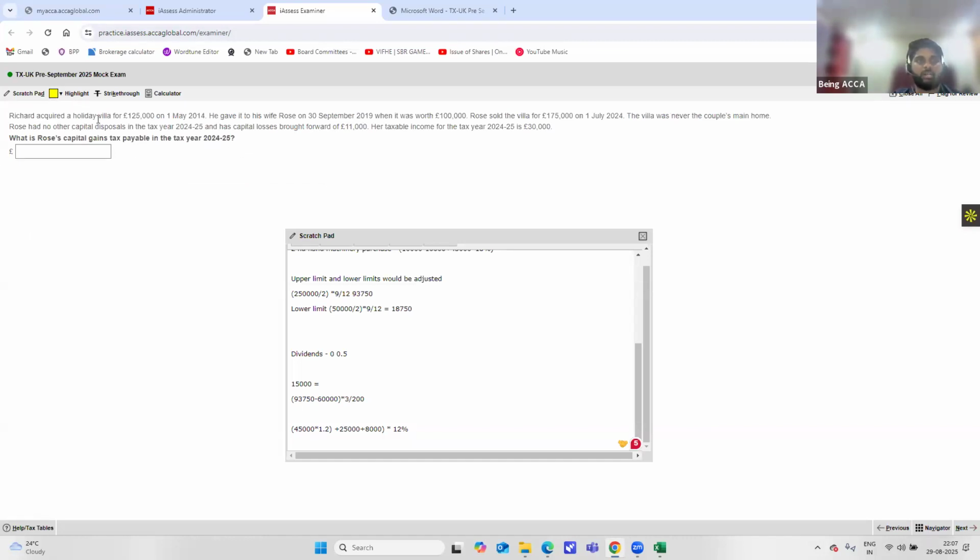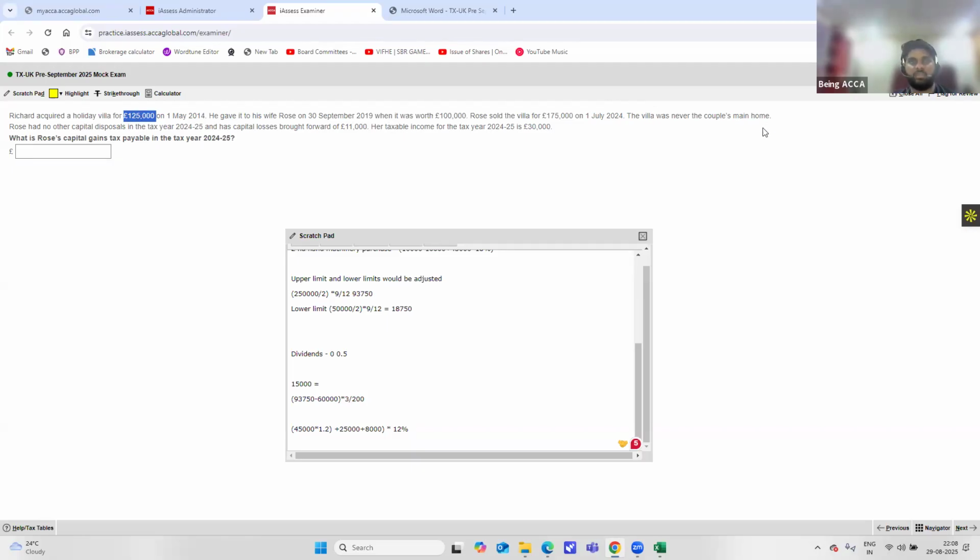Here, Richard acquired a holiday villa for 125,000 on 1st May 2014. He gave it to his wife Rose on 30th September 2019 when it was worth 100,000. Is this relevant to us? Yes, the cost should be taken as 125,000. A spousal transfer would be at no gain, no loss. So it will be at 125,000.